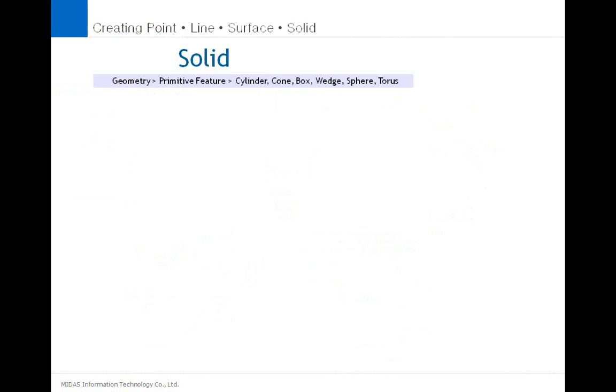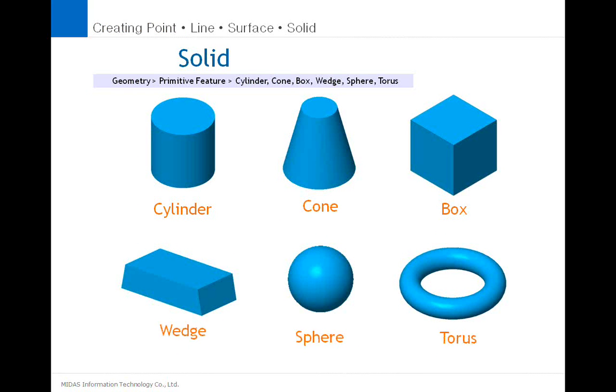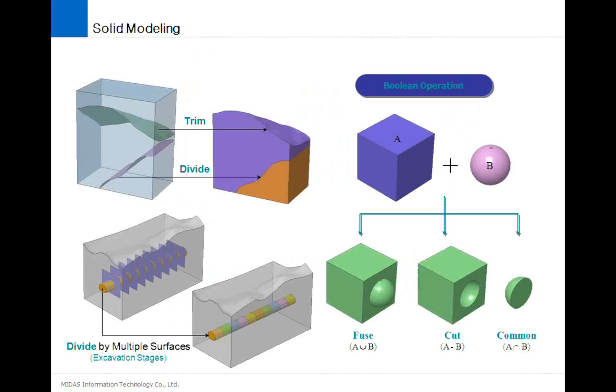Moving over to the solid, GTS provides the most primitive types: the cylinder, cone, box, wedge, sphere and torus. Apart from these primitive types, you can also generate a solid from any primitive. You can trim a primitive solid or divide a primitive solid, and you can even work with the Boolean operations using the fuse, cut, common, and dividing at multiple surfaces. By this you can create the desired shape as you want for your project. These all solid generation model features I will be demonstrating in my coming demonstration.